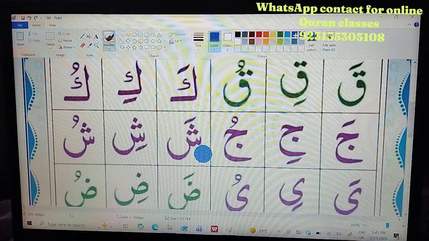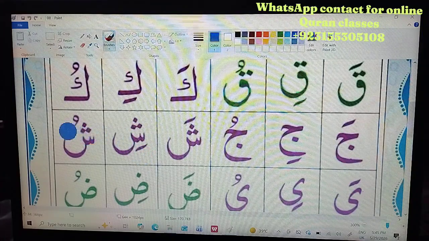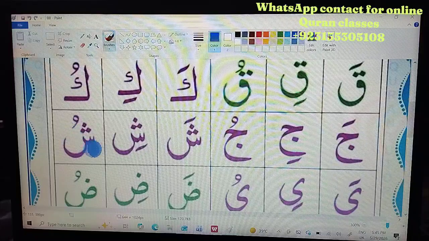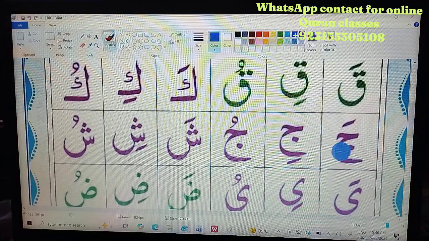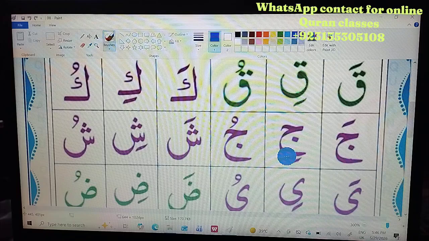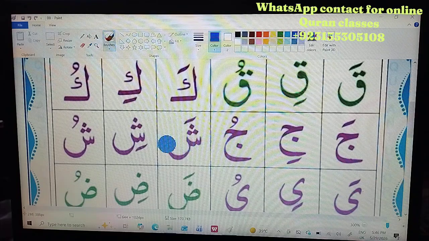Next letter is Sheen. Sheen Fatha Sha, Sheen Kasra Shi, Sheen Dhamma Shu. Sha Shi Shu without spelling. Now we read the whole line without spelling. Ja Ji Ju Sha Shi Shu.